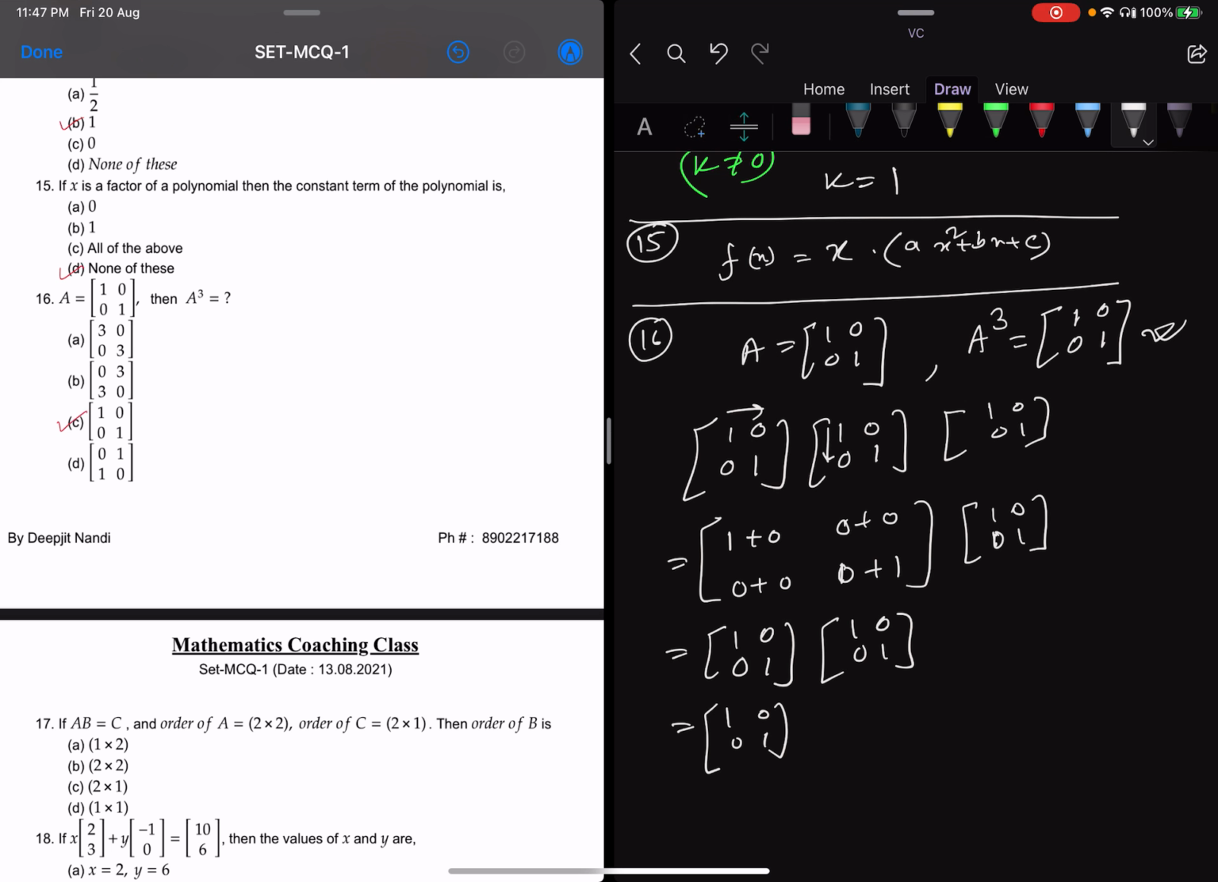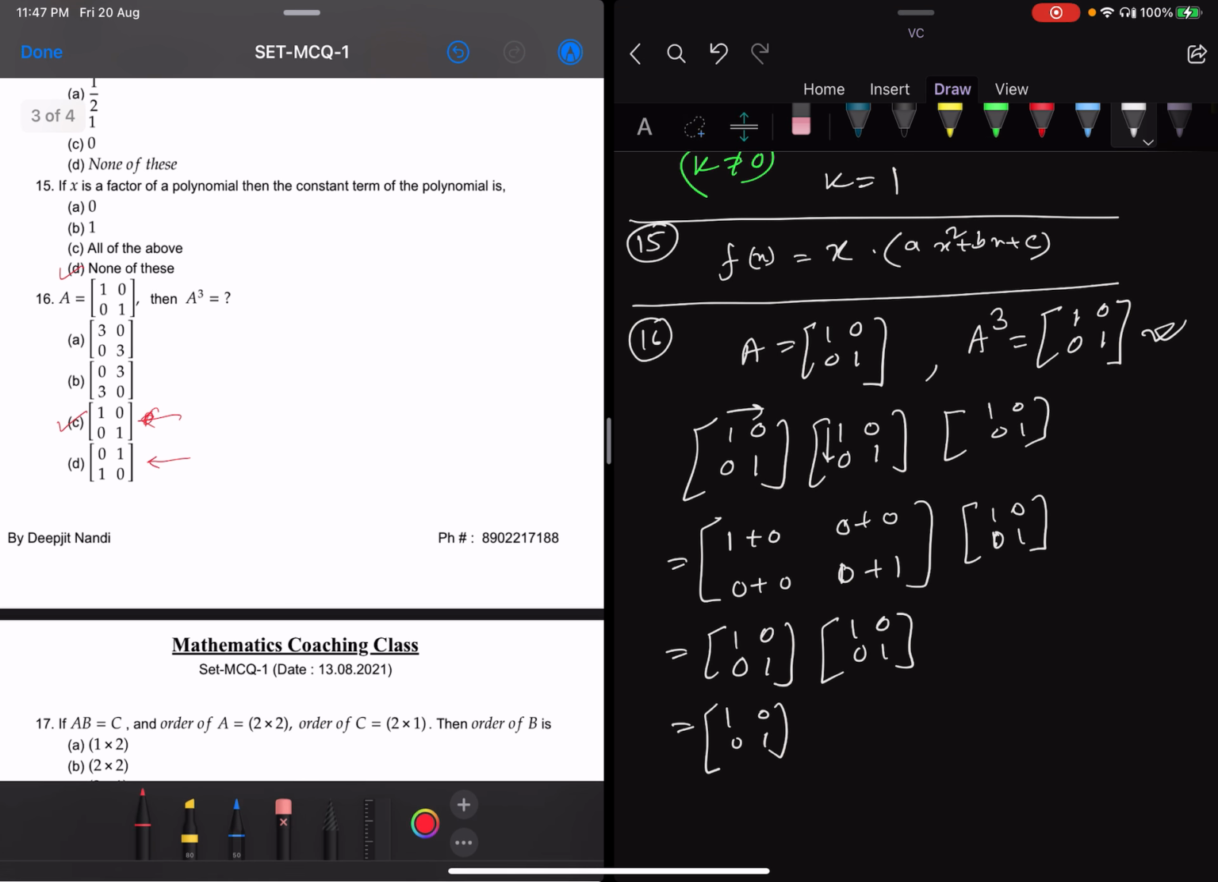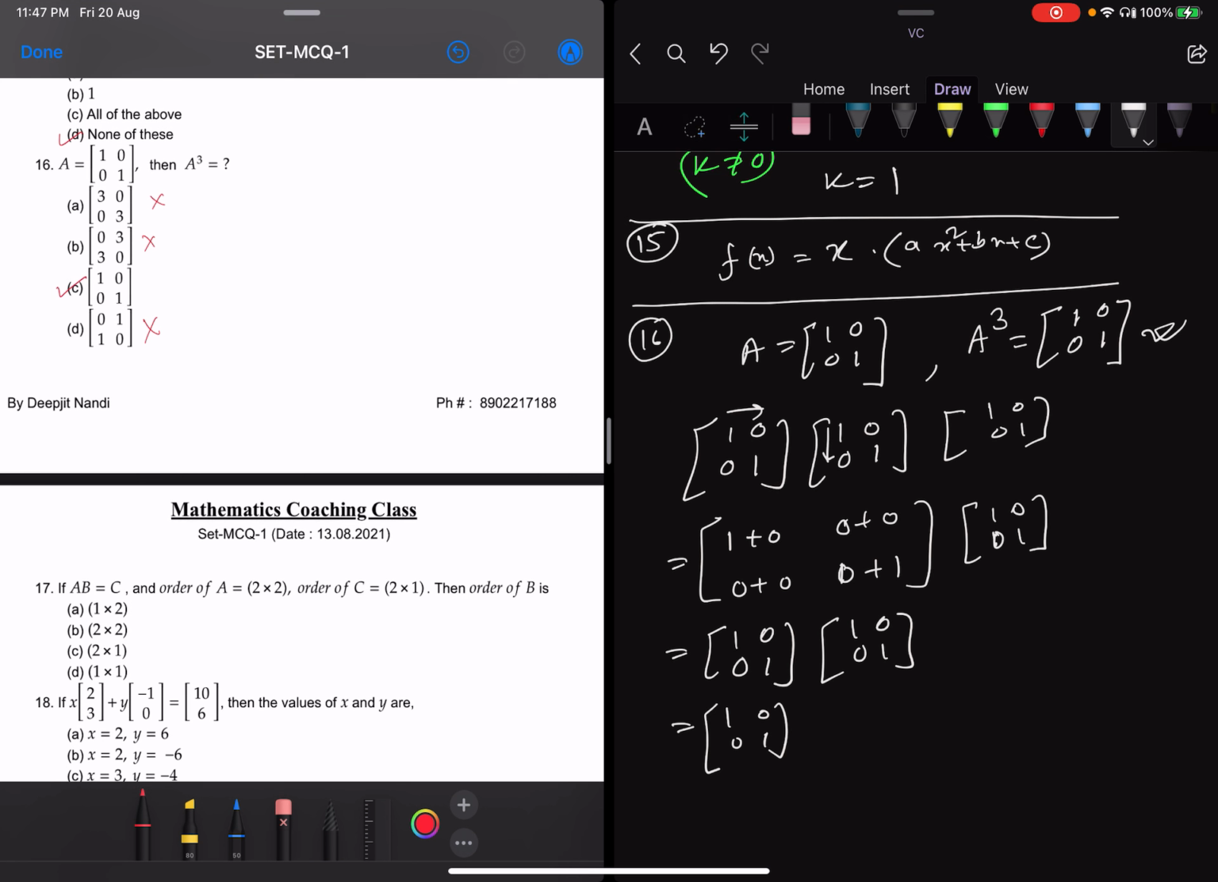Now look at these options. These two options are confusing. Why? You must remember that this option is not an identity matrix. An identity matrix always has ones, and other terms are 0. The 1s will be in the principal diagonal, right? The 1s will be in the principal diagonal. Okay. So this is not an identity matrix, and it is natural that these numbers will not happen.